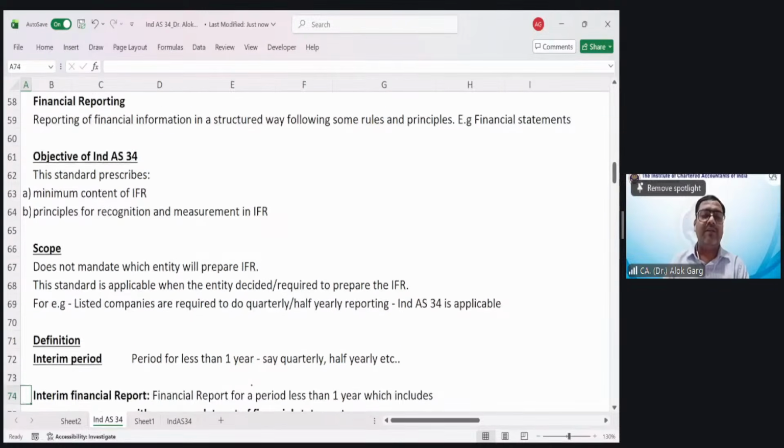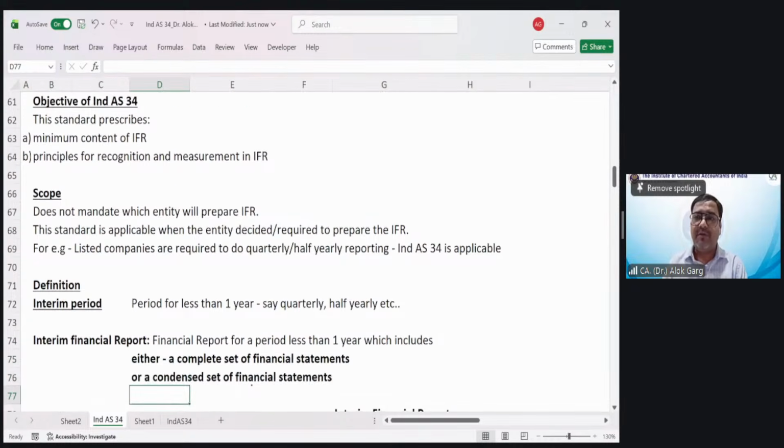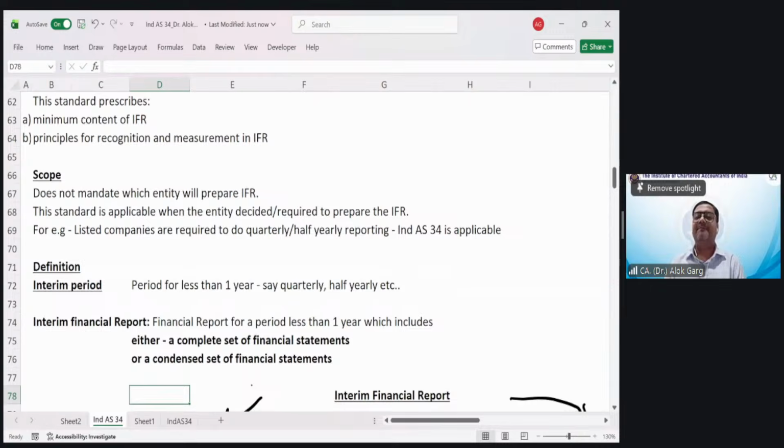Okay. What is the interim period? A period of less than 1 year, say quarterly, half yearly, etc. What is an interim financial report? A financial report for a period less than 1 year, which includes either a complete set of financial statements or a condensed set of financial statements.